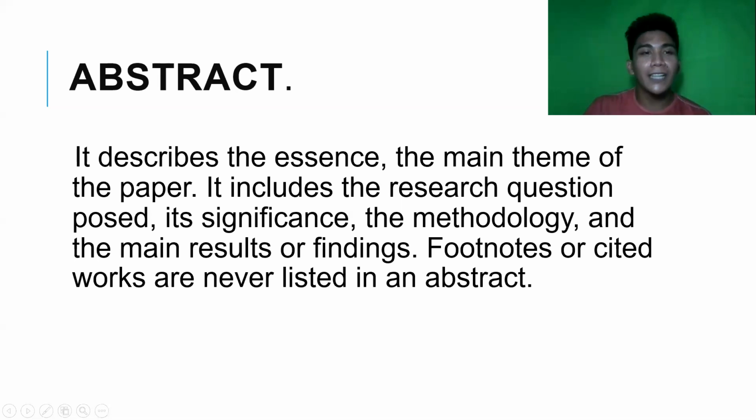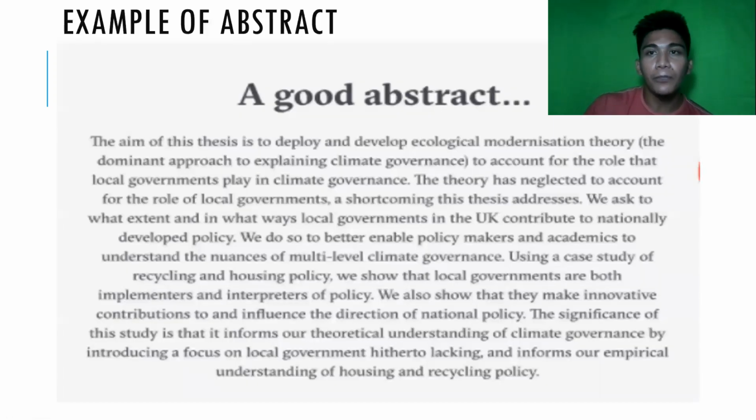Next, abstract. The abstract describes the essence of the main theme of the paper. It includes the research question, significance, method, and main results or findings. Footnotes or cited works are never listed in the abstract. So basically, the abstract is a summary of what the paper is about. For example, a good abstract: the aim of this thesis is to deploy and develop ecological modernization theory to a dominant approach, experiment, etc. So basically, the abstract mentions your aim, a quick glimpse of what is inside the research.